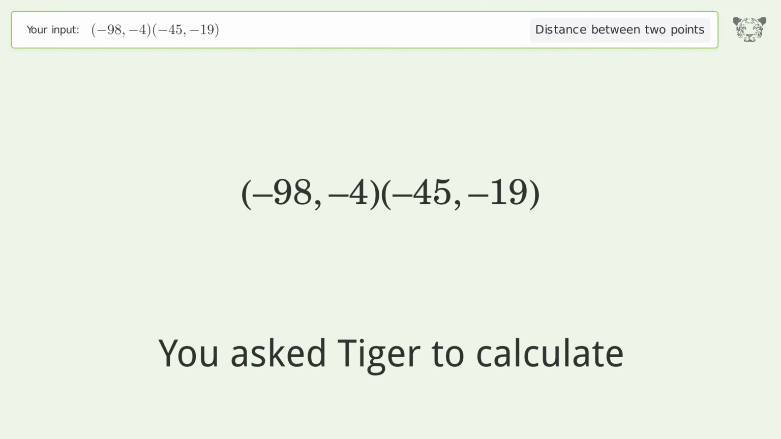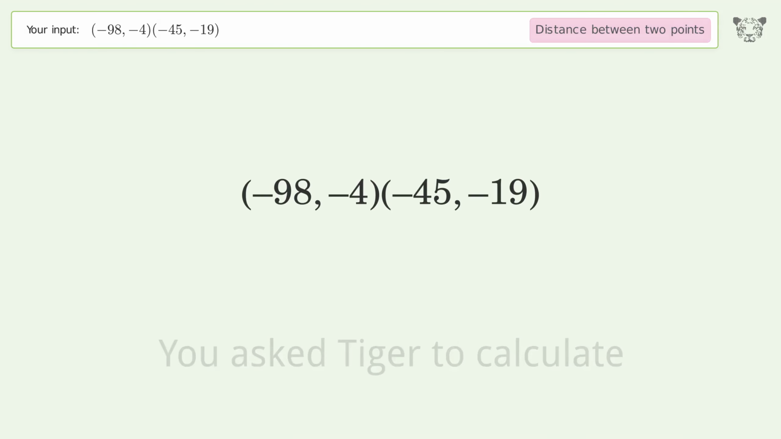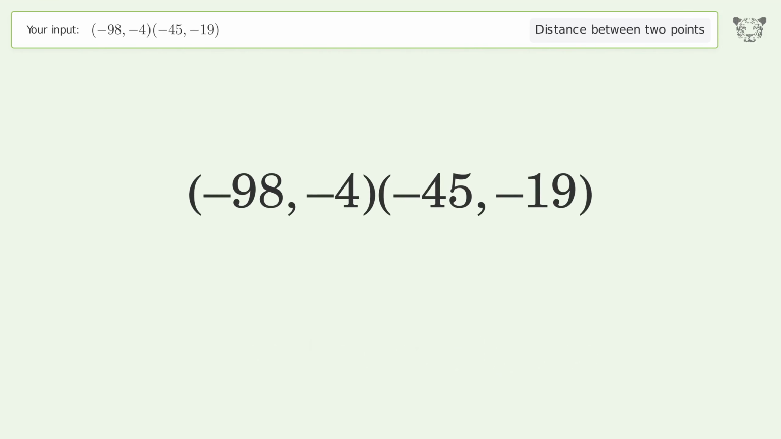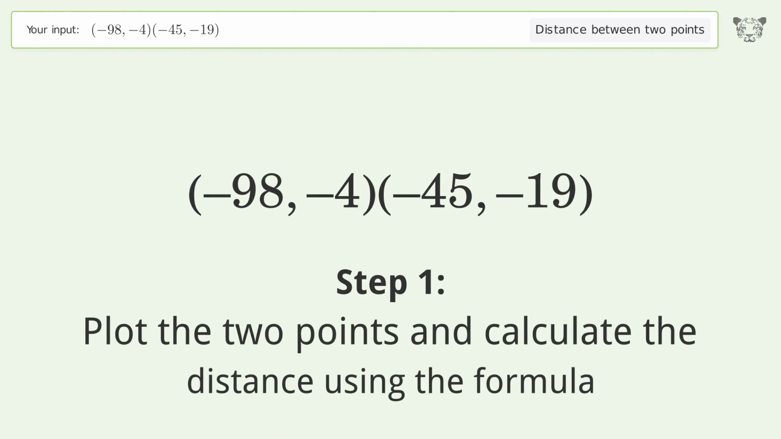You ask Tiger to calculate. This deals with the distance between 2 points. The distance between the 2 points is the square root of 3034 or 55.082. Let's solve it step by step. Plot the 2 points and calculate the distance using the formula.